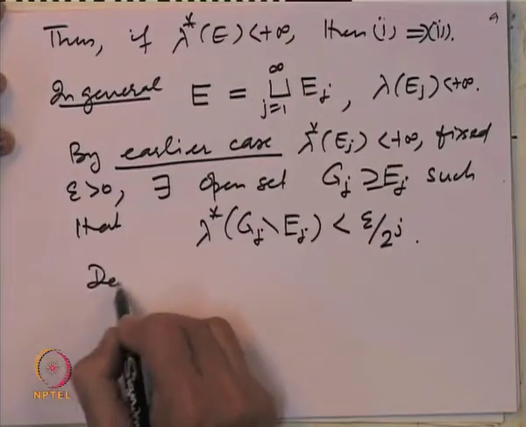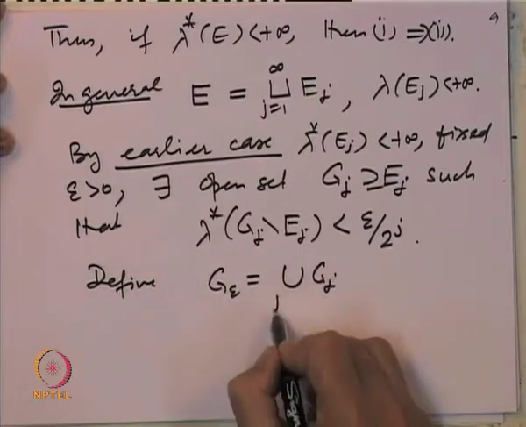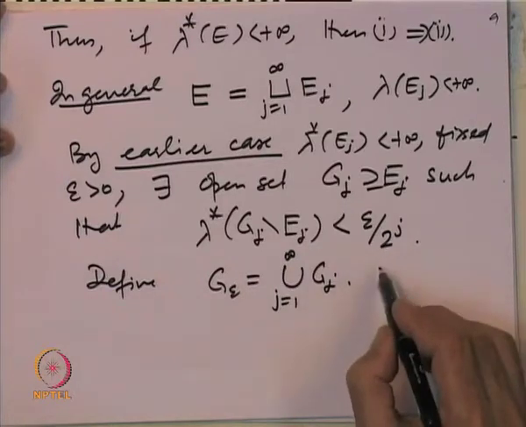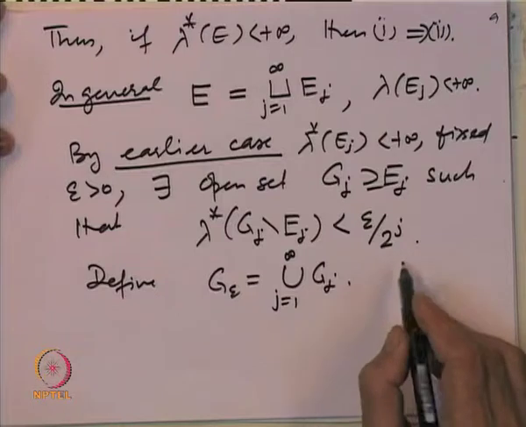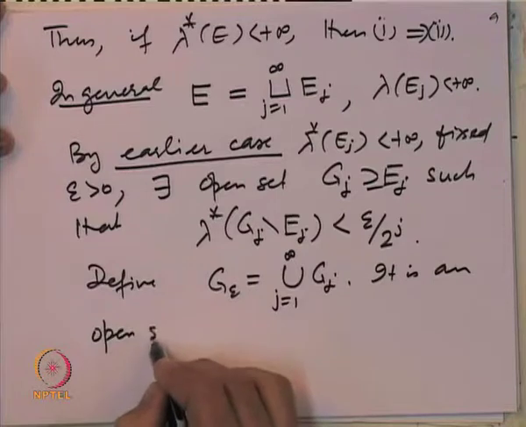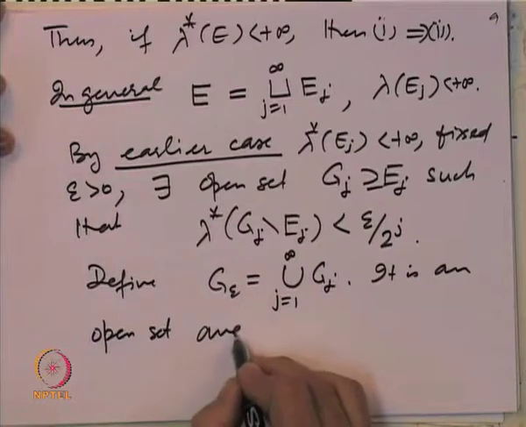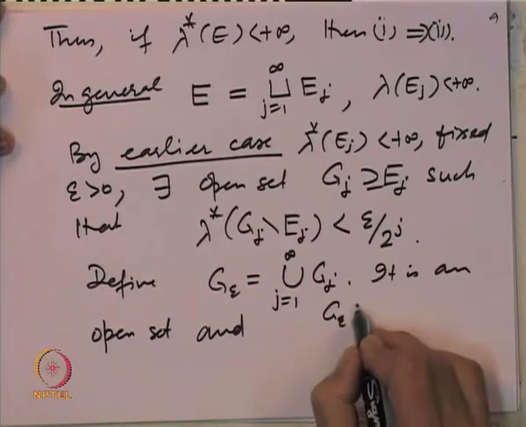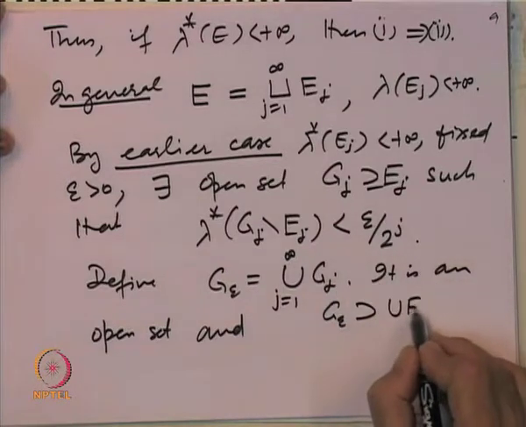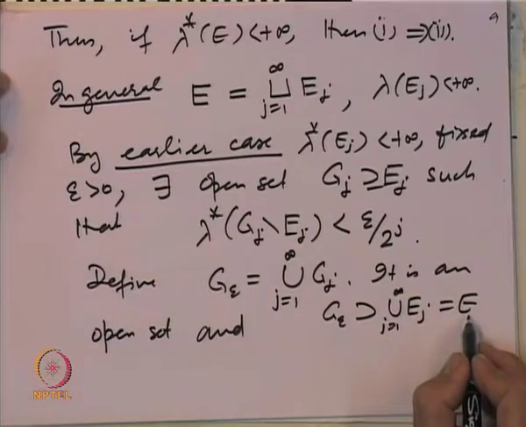So, now define the set G epsilon to be equal to the union of G j, j equal to 1 to infinity. Then G epsilon is an open set, because it is a countable union of open sets G j's, and G epsilon includes G j, which includes E j. So, it includes the union of E j's, which is equal to E. So, it is an open set which includes E.